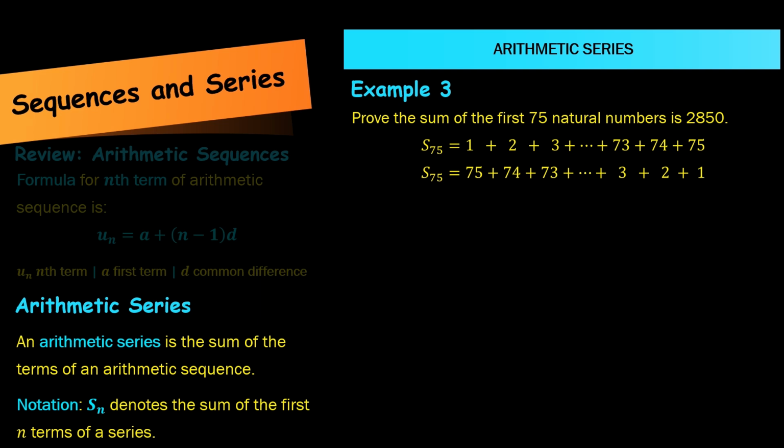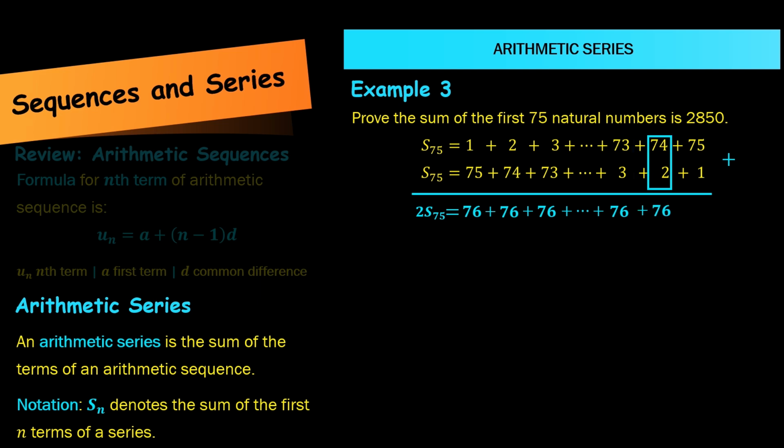And there is a reason for doing that, because when we add the two sequences, one in the right order and one in the reverse order, we obtain 2 times S subscript 75 equals 1 plus 75, which is 76, plus 2 plus 74, which is 76, plus 3 plus 73, which is 76, and so on, all the way down to 73 plus 3, which is 76, plus 74 plus 2, which is 76, and 75 plus 1, which is also 76.